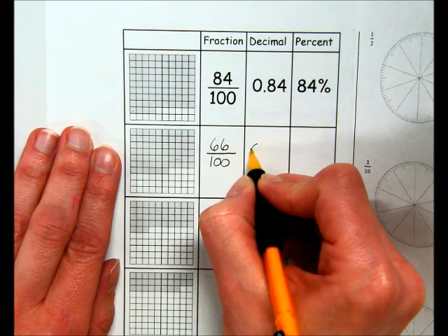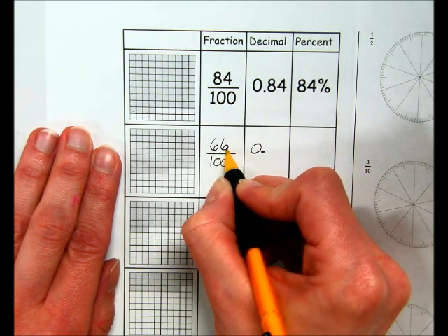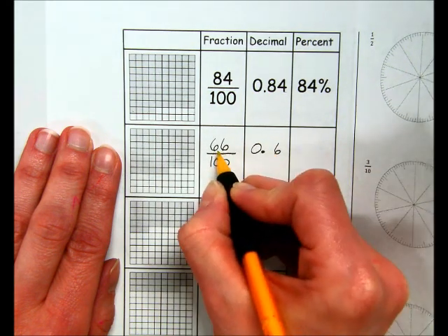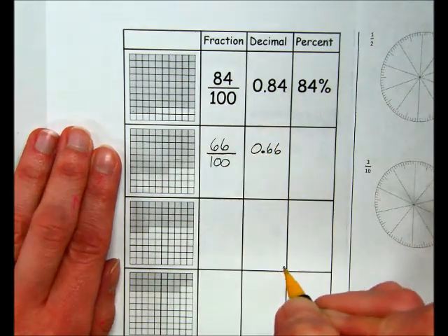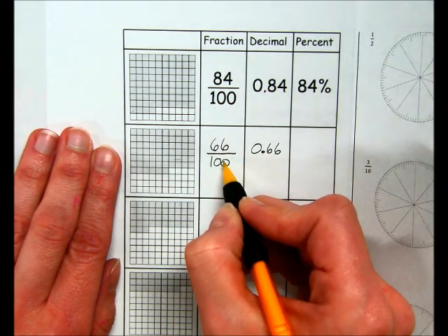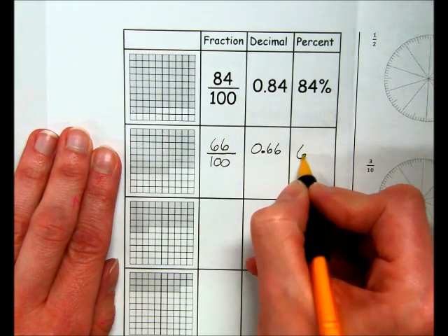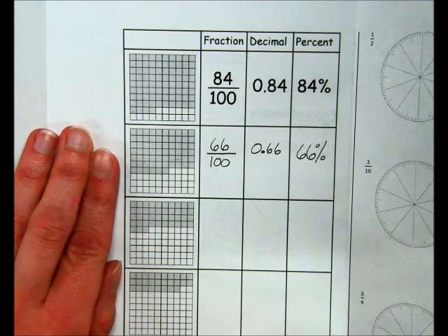When we write that as a decimal, the 6 right here would go in the hundredths place, and the 60 would go in the tenths place, so that's 0.66. The percent also means hundredths. It means out of 100. So we would write that as 66%.